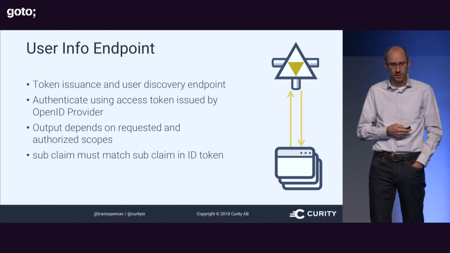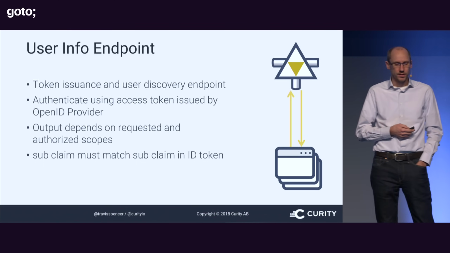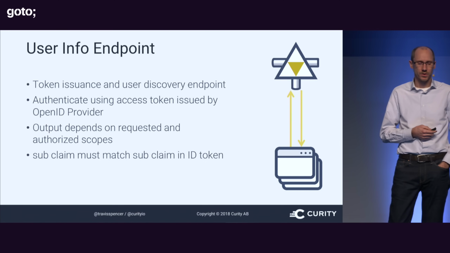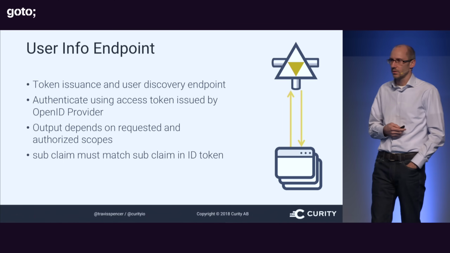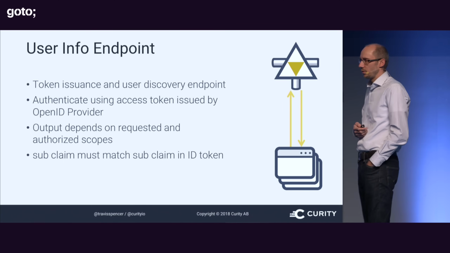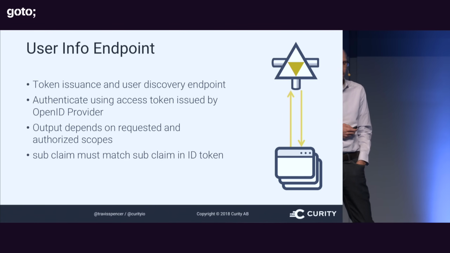The user info endpoint, you can use it for token issuance, you can use it for user discovery. You authenticate with the access token, like I mentioned, and its output depends on the authorized scopes. So if I authorize more, you'll get more. If I authorize less, you'll get less.